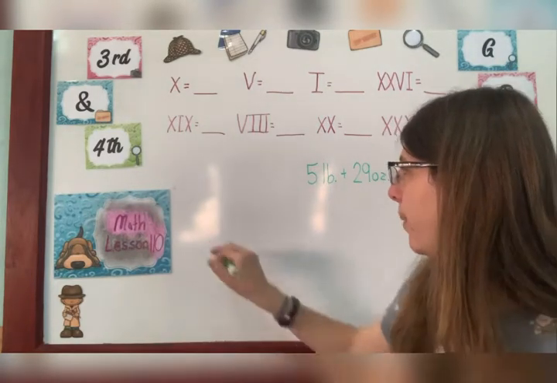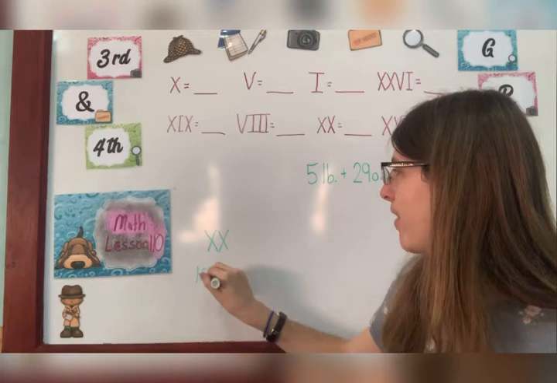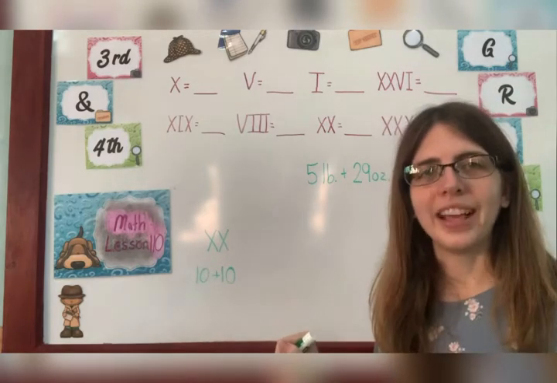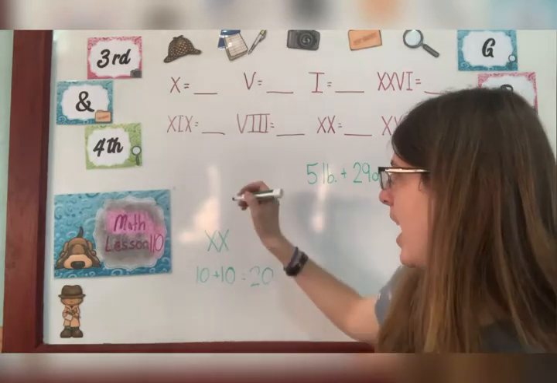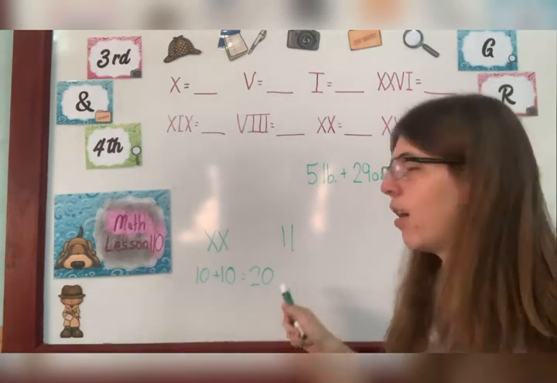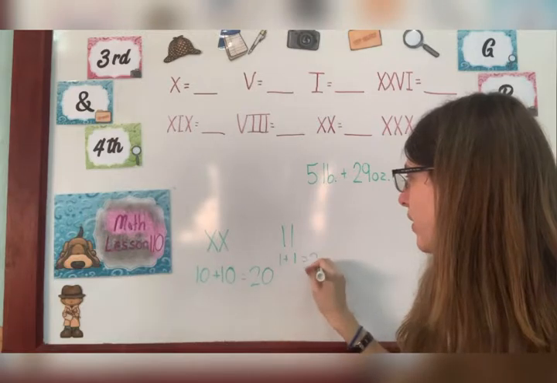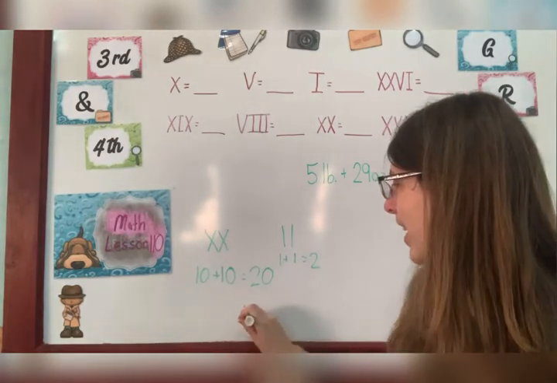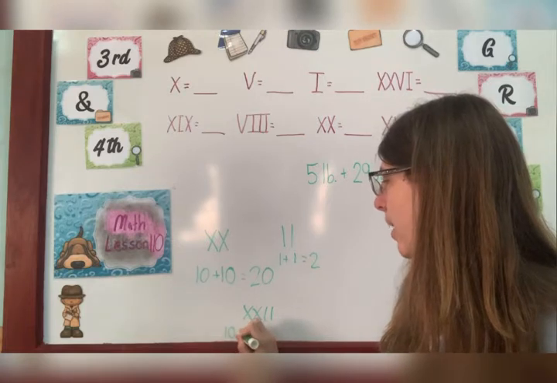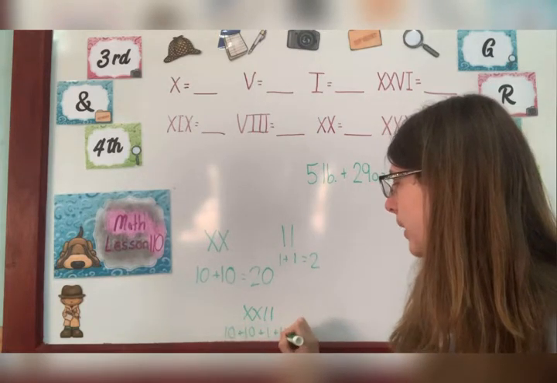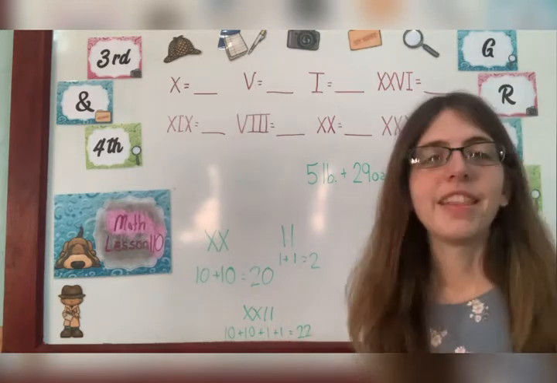Okay, so that's saying, for example, if I have X, X is 10. So I have another X, so I need to add 10 more. So XX is 10 plus 10, which is 20. We're counting by tens, 10, 20. If I have I, that's 1 plus 1 more. So that's 2. What if I have it like this? X, X, I, I. Well, then I have 10 plus 10 plus 1 plus 1. So 10, 20, 21, 22. That's all you have to do.